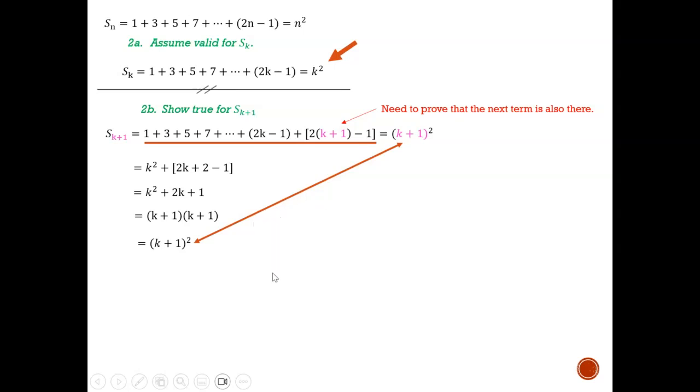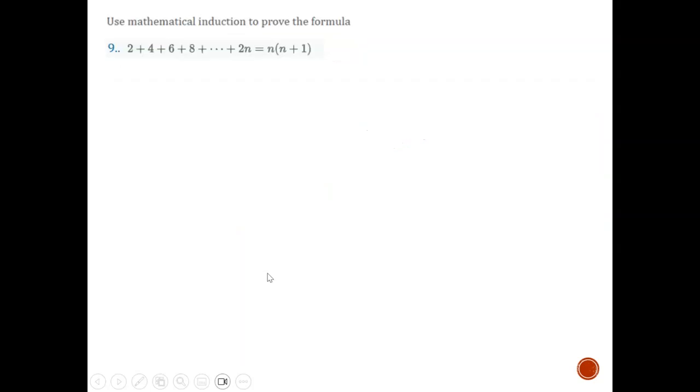Okay? Let me do one more, and then we're done. Okay, now the same process, guys. I have to show true for n equals 1. That's my first step. Then I'm going to assume the value for Sk, which means I'll just plug in k for every n. And step 2b, guys, is the most important step because it's a little more challenging. Step 2b is the one that most students have a hard time doing.